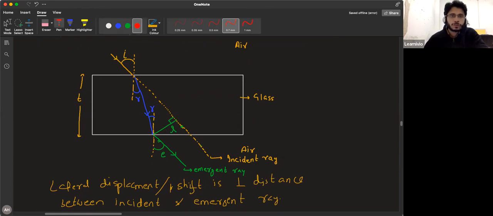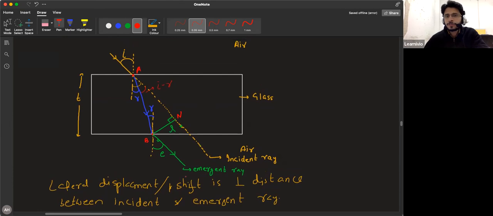So this is point A, this is point B, and this is the normal. You're supposed to calculate L. If this is I, then this whole angle is the vertically opposite angle, so this whole angle is I. And how much is this one? This will be I minus R. If this is I and this is R, this leftover angle will be I minus R.